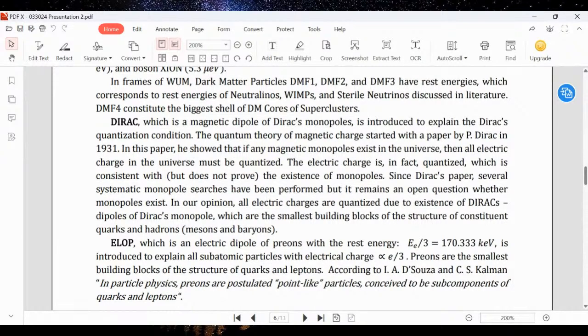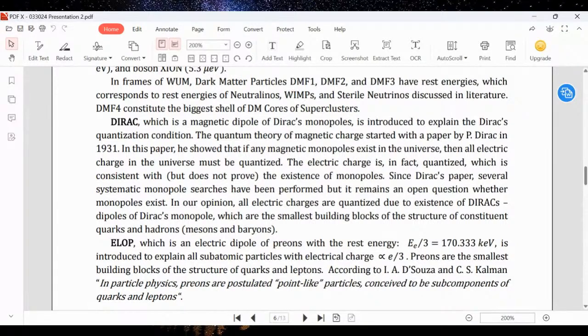The electric charge is in fact quantized, which is consistent with, but does not prove, the existence of monopoles. Since Dirac's paper, several systematic monopole searches have been performed, but it remains an open question whether monopoles exist. In our opinion, all electric charges are quantized due to the existence of dipoles of Dirac's monopoles, which are the smallest building blocks of the structure of constituent quarks and hadrons, mesons, and baryons.